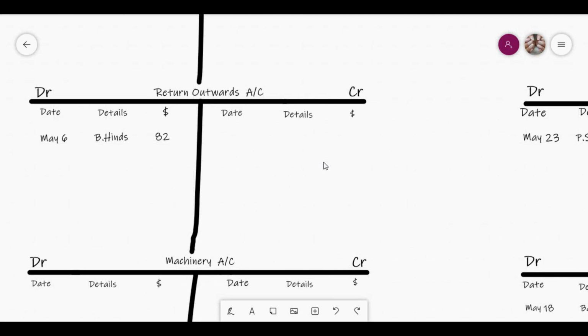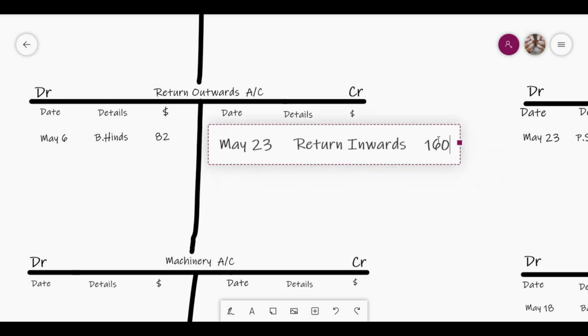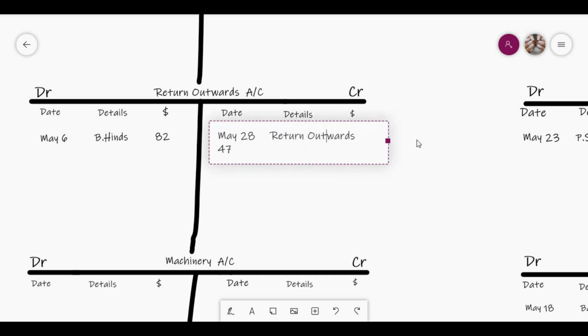So as you are completing the accounts, if you make a mistake, the details will normally alarm you that it is on the wrong side or you made an error while posting, because as I said earlier, return outwards is always credited. So if there is something on the debit side, you are going to immediately know that it is an error.